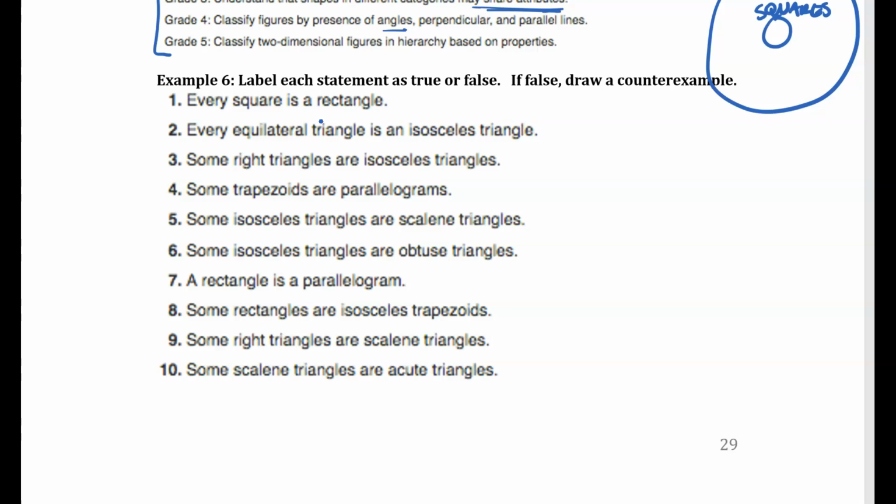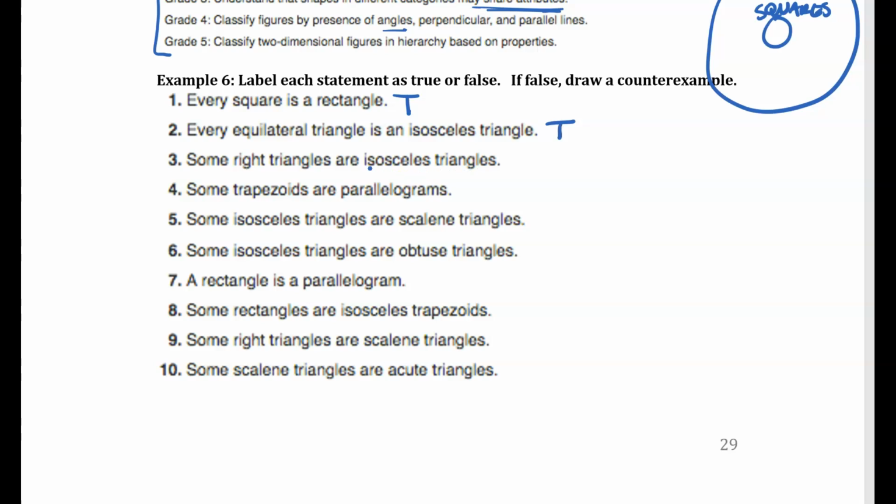So every square is a rectangle, and I would say that that's true because rectangles are 4-sided figures with 4 right angles, and that fits the description of a square. Every equilateral triangle is an isosceles triangle. True. Isosceles have at least 2 equal sides, and an equilateral triangle has 3 equal sides, and so it's going to be also isosceles. Some right triangles are isosceles.